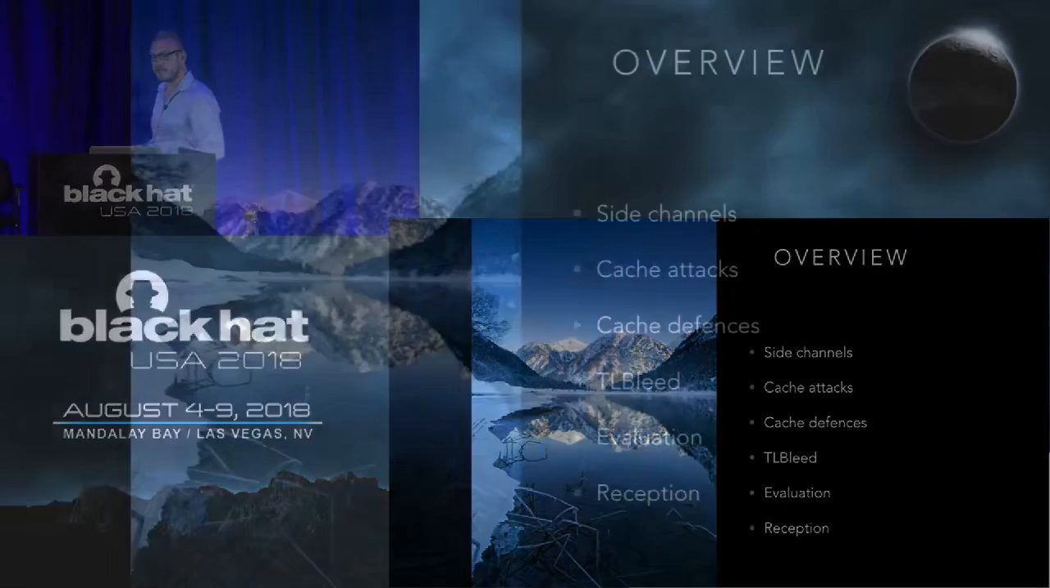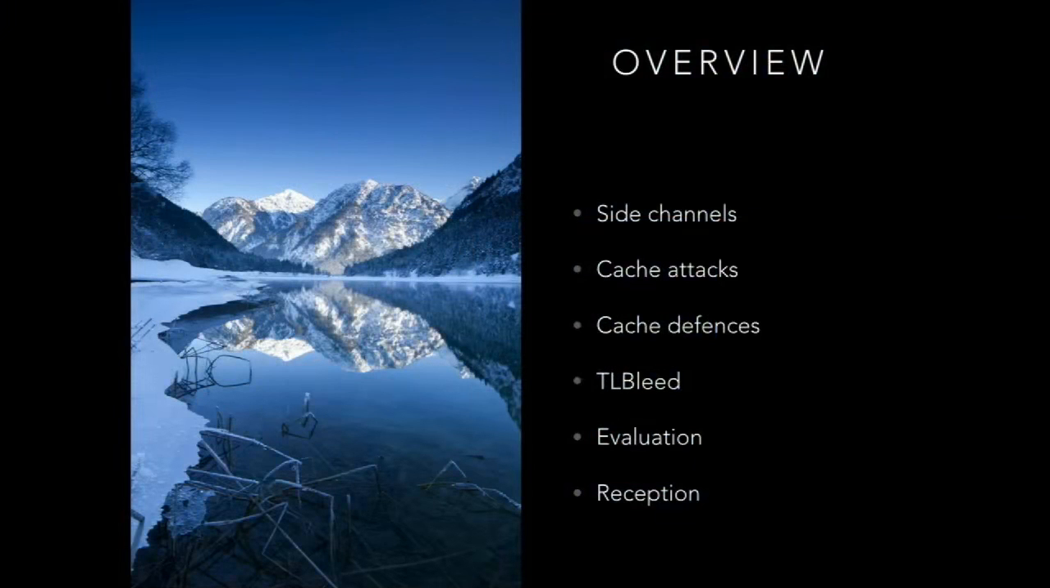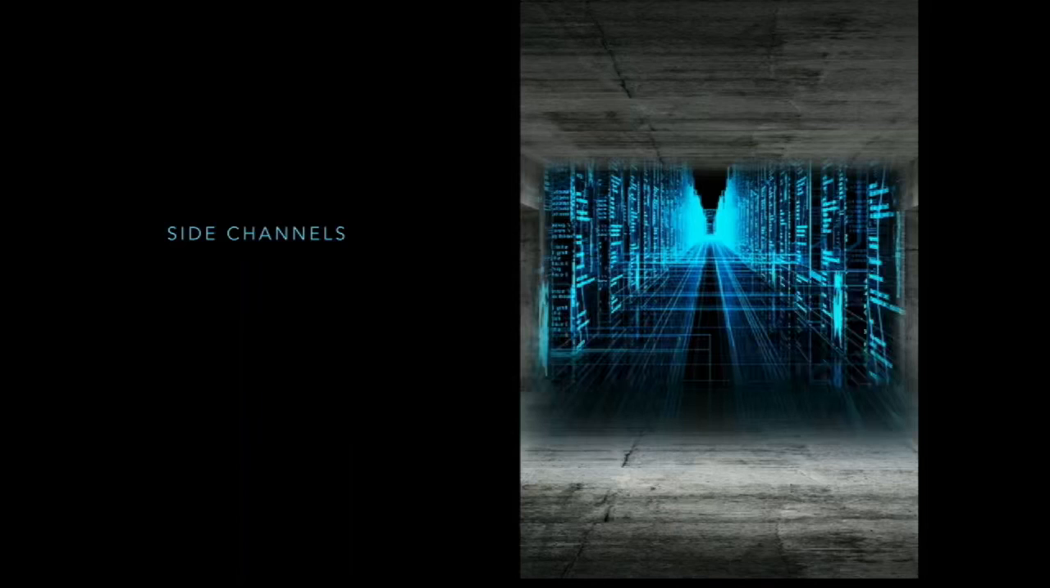All right, so overview of the talk is side channels in general. What are they? What can we do with them? The example of side channels in software, which are cache attacks. How can we protect against these cache attacks? There are two different ways. And how does TLBleed fit in that picture? How does it work? What are the properties of the TLB that make this possible? And how well does it work? Let's evaluate this thing, and how did the world respond to this?